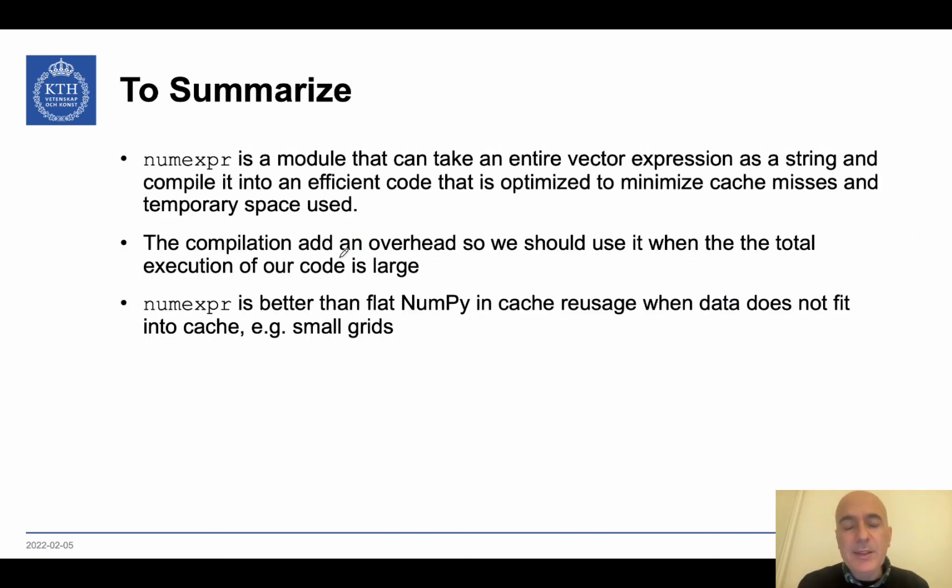To summarize the results of this lecture, numexpr is a module that can take an entire vector expression as a string and compile it to efficient code that is optimized to minimize cache misses and temporary space use, so as to allow the in-place operation. The compilation of numexpr adds an overhead, so we should use it when the total execution time of our code is large compared to this compilation time. Finally, numexpr is better than plain NumPy when the data does not fit into the cache. So for instance, the smaller grid is good without numexpr, but the larger grid gets a good benefit from using numexpr. This is the last slide of the lecture, and talk to you soon.